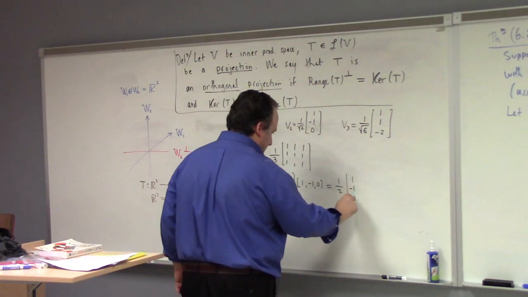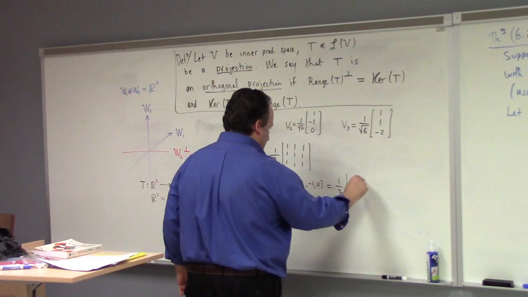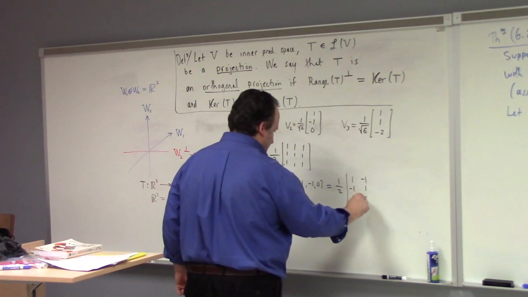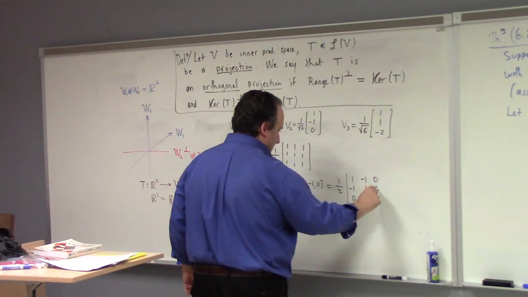1 minus 1, 0. And then minus 1, 1, 0. And then zeros.